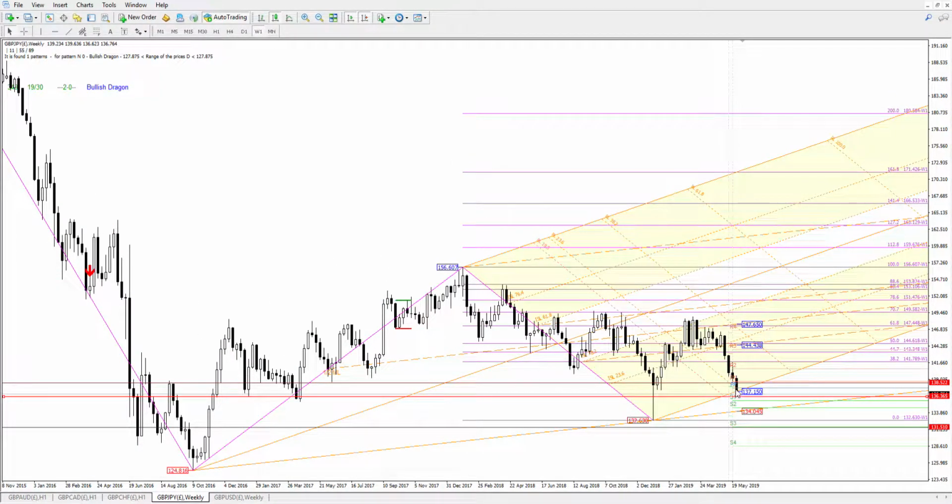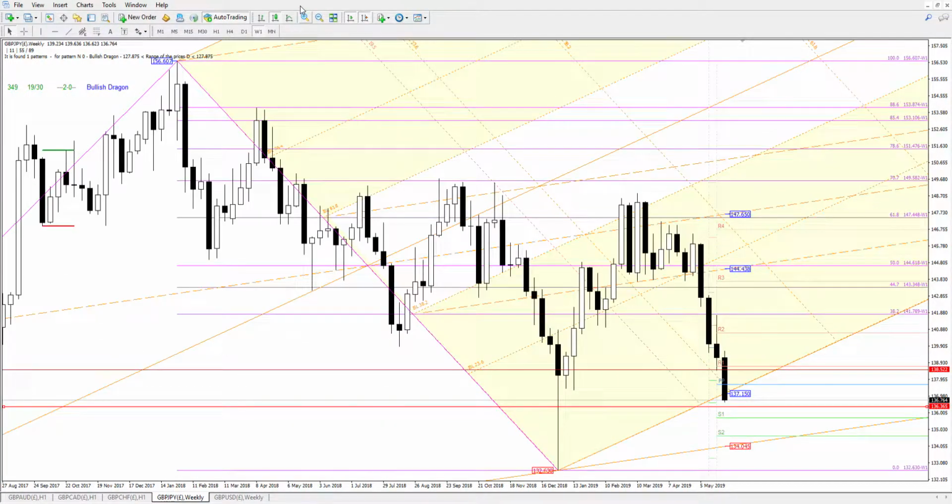Broken the pitchfork on the weekly. Support is 137.15. And so look to target 134.04. Yeah, and if that line breaks, then we'll go here. Yeah, it looks pretty bearish.